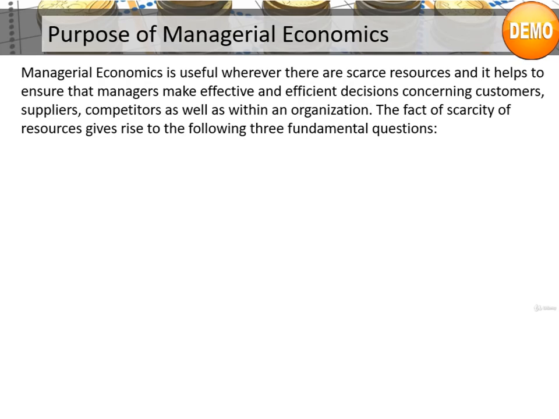Managerial economics is useful wherever there are scarce resources, and it helps to ensure that managers make effective and efficient decisions concerning customers, suppliers, competitors, as well as within an organization.